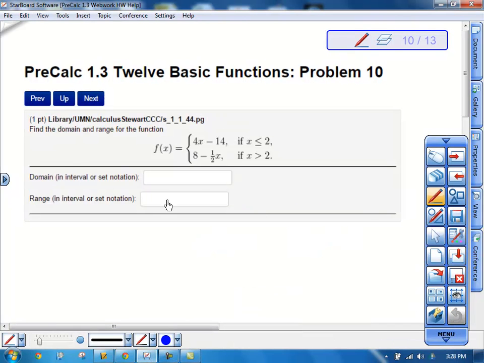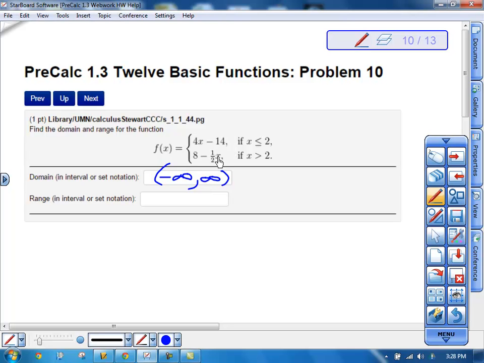Next problem wants the domain and range of a piecewise function. All x's are okay. You can have any number bigger than 2, you can have 2, and any number smaller than 2. So we can do all real numbers here, negative infinity to infinity. You might want to spell out the word here. And then the range, we have to look at these.